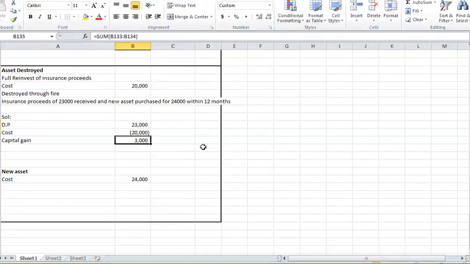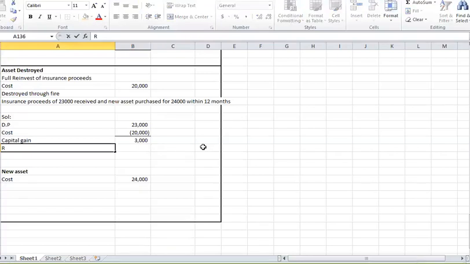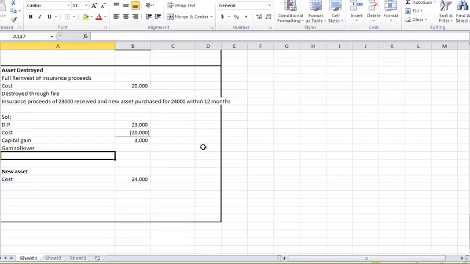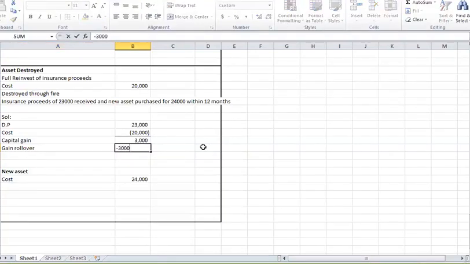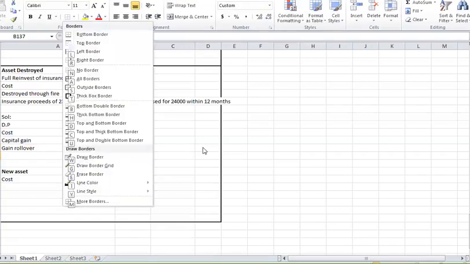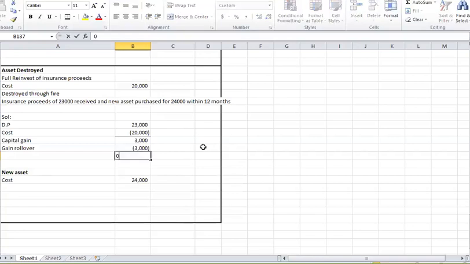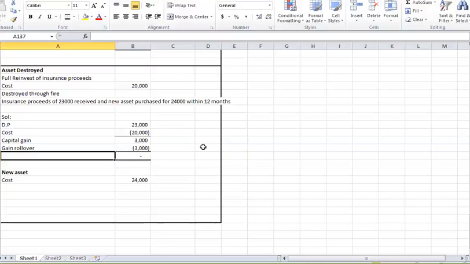So in case of full reinvestment, students, you can delay your full gain. It is called gain rollover. Rollover means delay. So you can delay your gain, you can roll over your full gain. So your chargeable gain is zero. You don't have to pay any tax right now.